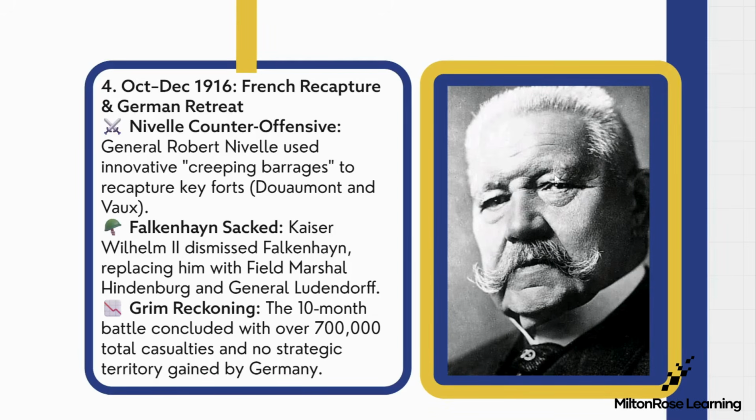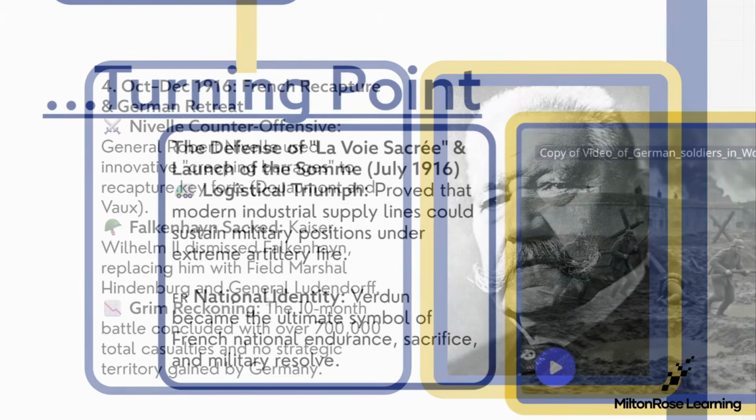The 10-month Battle of Verdun concludes with over 700,000 total casualties, and no strategic territory gained by Germany. So in some senses, if you measure it by territory, it didn't do anything, but it did have certain strategic effects on France, which we'll tease out in a moment. Okay, so that gives you some of the key events in this very, very famous battle. Did really well there.